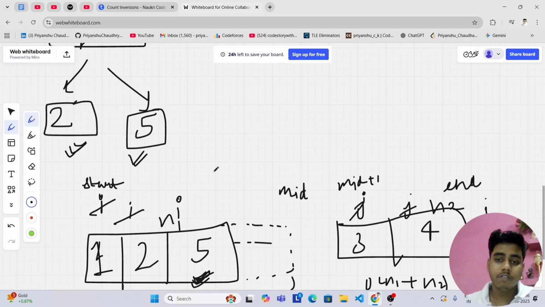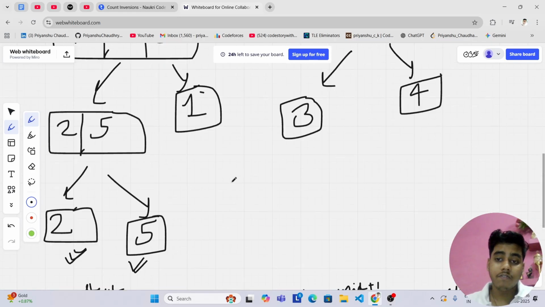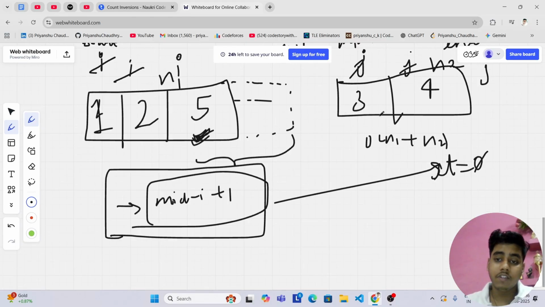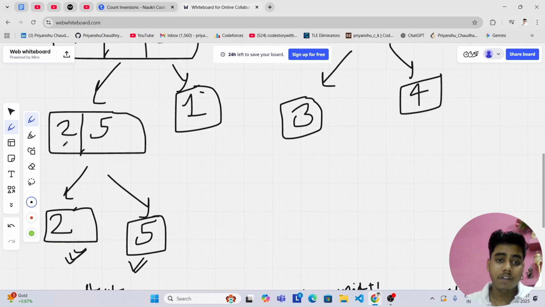So that was the whole dry run. I think I have done the dry run here also. Here we have got 5, which was greater than 3, so we add to count mid minus i plus 1, that is 1. And again here we found 5 greater than 4, so we again add 1.